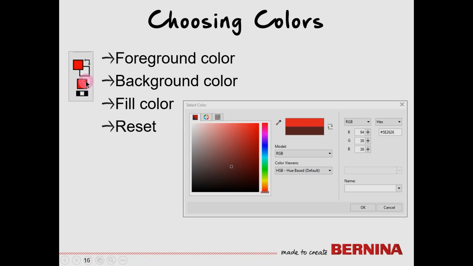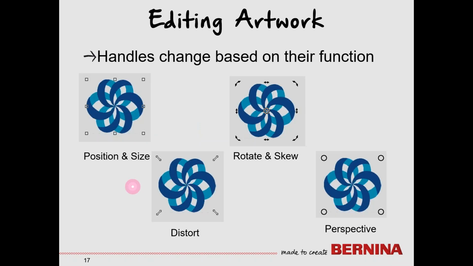This is going to show you the fill color. And this button resets the foreground and the fill colors to black, and then the background color is changed to white. So we won't be working too much with this, but I am going to show you how to use the eyedropper tool to change the colors in your image.